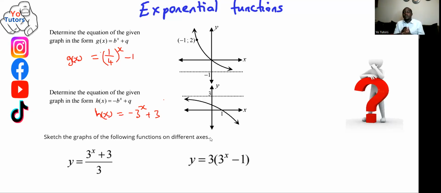You know how I like to start my class. I like to start with the questions so that you can try. If you don't understand, then this class is for you. But again, you must come back and do the questions. Just a hint here: you're supposed to divide by 3 both sides, then you can have your q. Then also you must take the 3 inside the bracket, then you can also have your q. So that's a hint on that one.